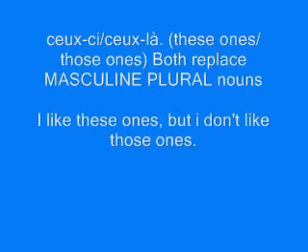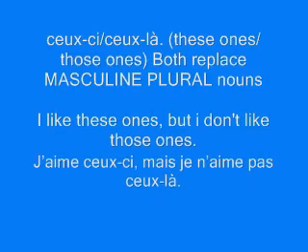We have ceux-ci, ceux-là, these ones, those ones, both replace a masculine plural noun. But ceux-ci shows that the nouns or the objects you are referring to are nearby, while ceux-là show that the nouns are distant, or it can also show that you are distinguishing between several elements. I like these ones, but I don't like those ones. J'aime ceux-ci, mais je n'aime pas ceux-là.